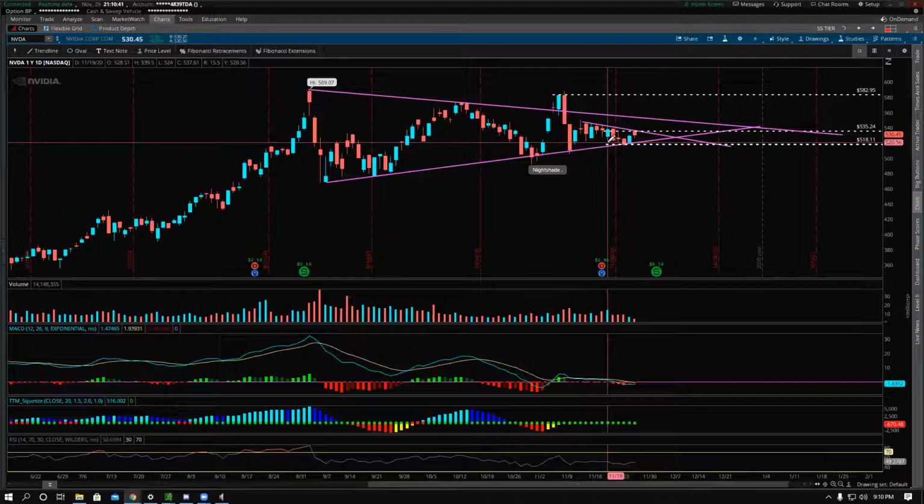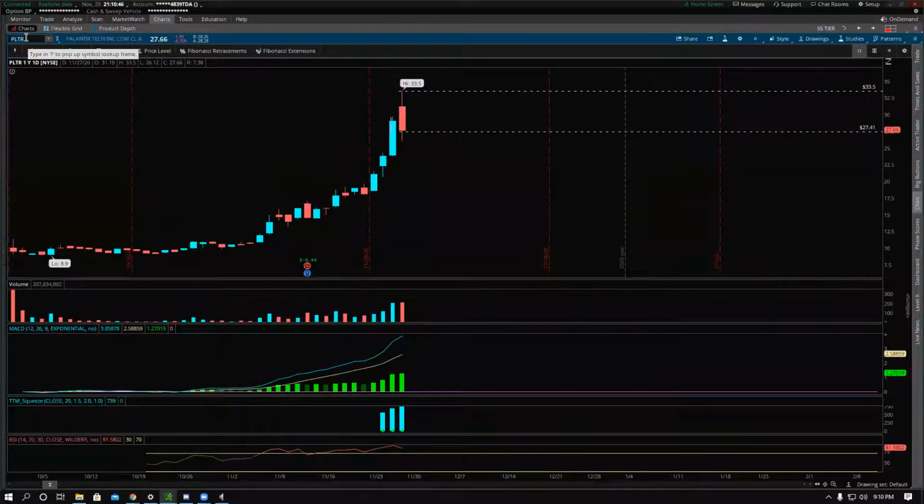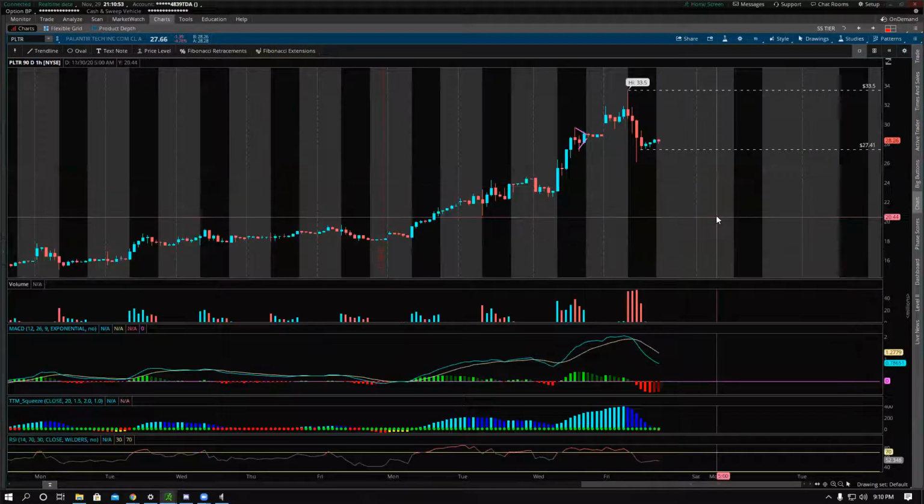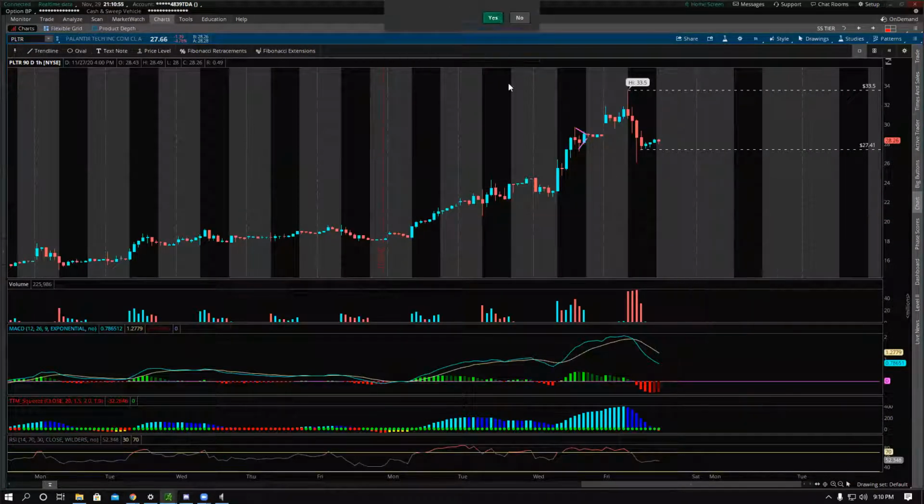All right, let's look at PLTR. Look at Zoom, Spotify for stuff. All right, PLTR. Check out the hourly on that early. Yeah. So it's due for a pullback.